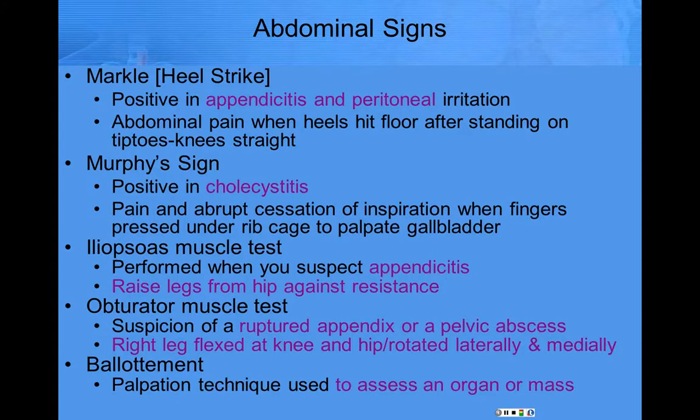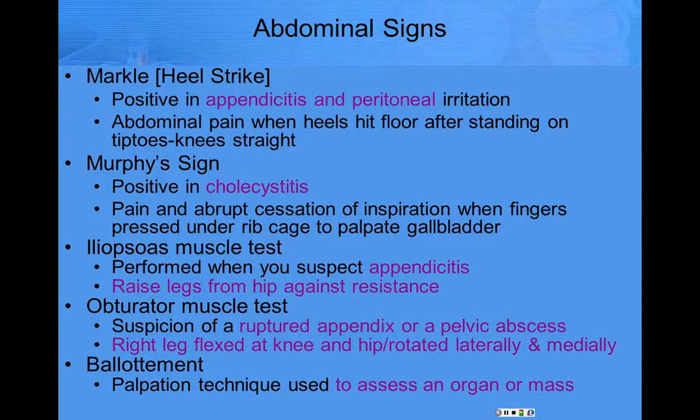Murphy's sign, again, is positive with cholecystitis or gallstones, and that's basically pressing on the liver area. When you do that, you have the patient breathe in, and abrupt cessation of inspiration when the fingers are pressed under the rib cage to palpate the gallbladder is a positive Murphy sign.